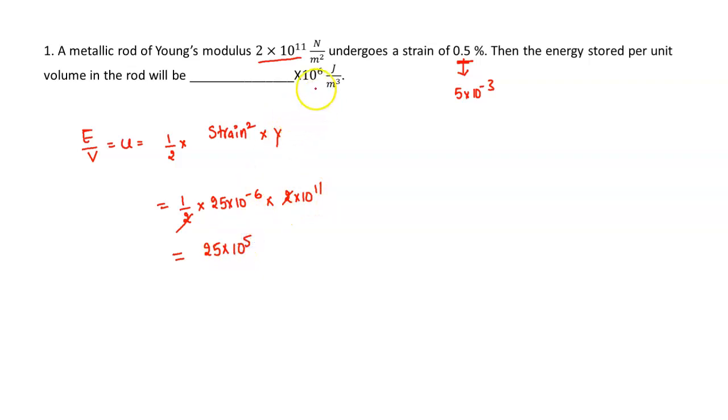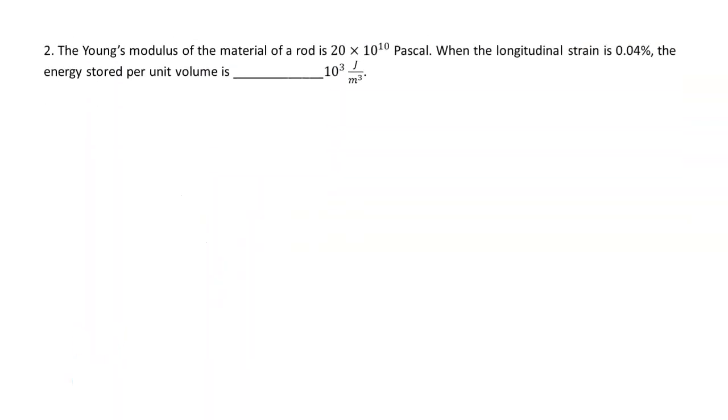Here we want the value in terms of 10 power 6. So this will be equal to 2.5 into 10 power 6. So the missing numerical in this question will be 2.5. Let us see the next question here. The next question is somewhat similar, just the numericals will be changed.